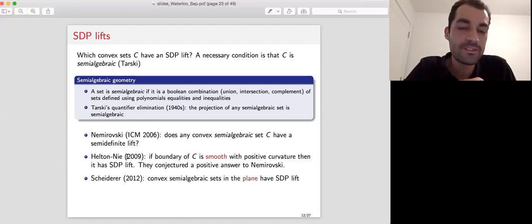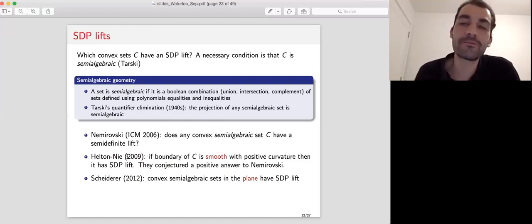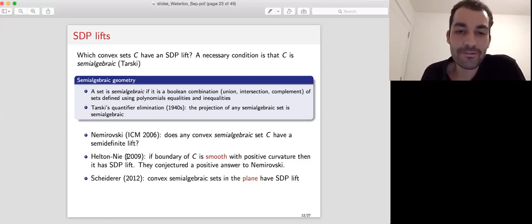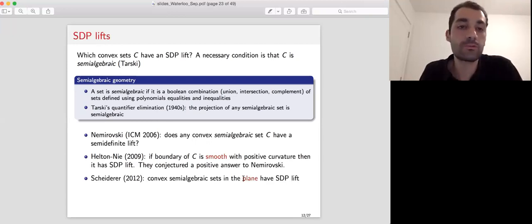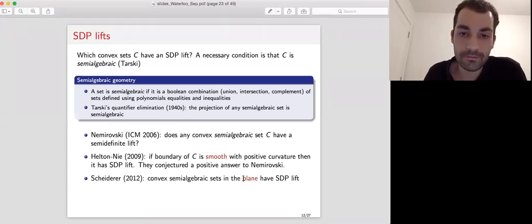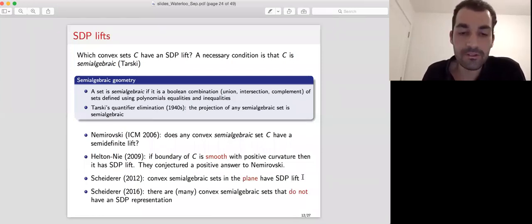Then Claus Scheiderer, in 2012. Claus Scheiderer is an algebraic geometer in Germany, in Konstanz, who became interested in these questions of SDP representations and so on. He showed that the answer is yes if the convex set is two-dimensional. So he showed that any convex semi-algebraic set in the plane has an SDP lift. But later on he showed that the answer to the Helton-Nie conjecture is false, and that many convex semi-algebraic sets do not have an SDP representation.